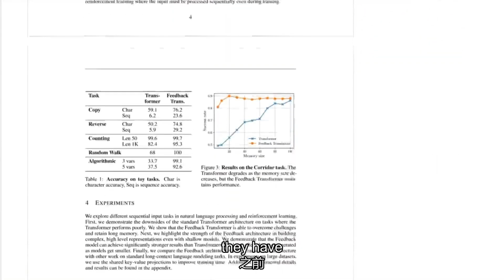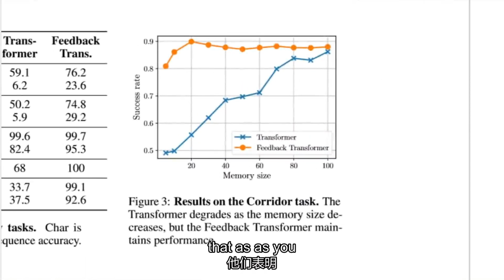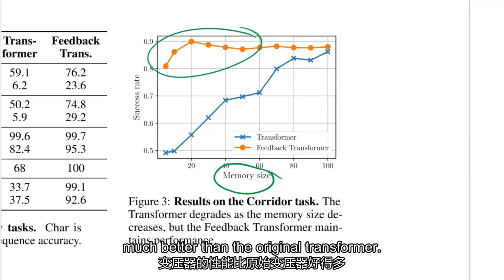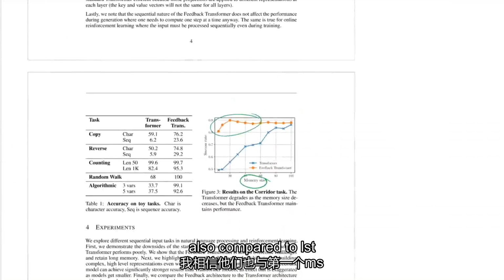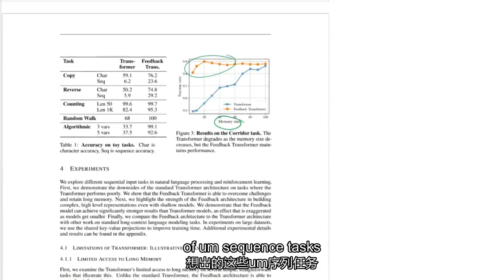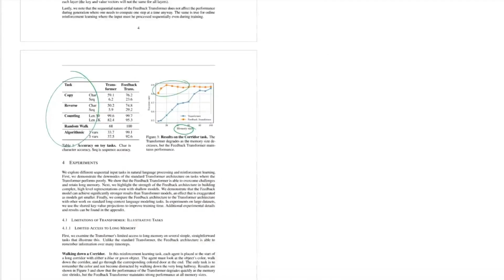They have some more experiments where they show that as you decrease the memory, so if you sort of constrain these models, the feedback transformer performs much better than the original transformer. They also compare to LSTMs, I believe, and this is on these kind of sequence tasks that you come up with to see sort of the properties of your model.